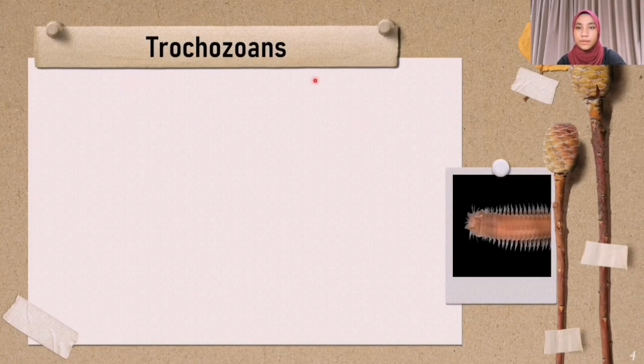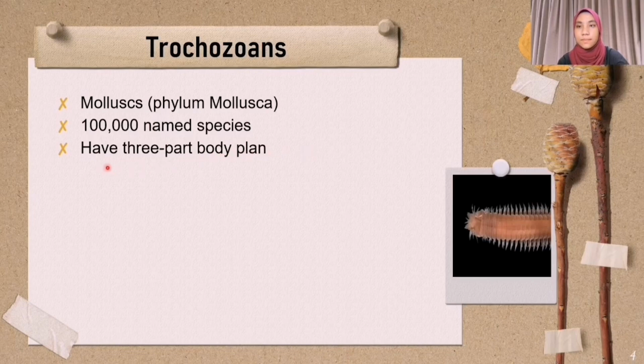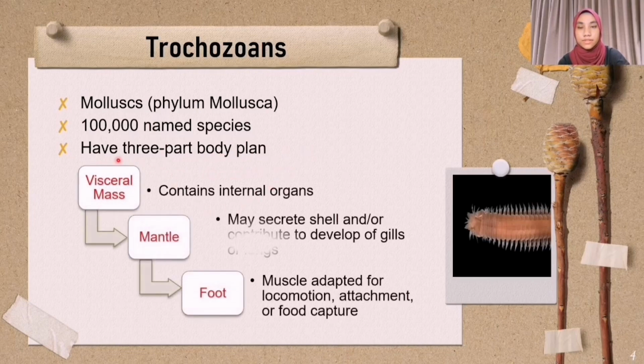Next, we will learn about trochozoans. The mollusks are the second most numerous group of animals, with over 100,000 species. They inhabit marine, freshwater, and terrestrial habitats. Mollusks share a three-part body plan consisting of visceral mass, mantle, and foot. The visceral mass contains the internal organs, including a highly specialized digestive tract, heart, kidney, and reproductive organs.